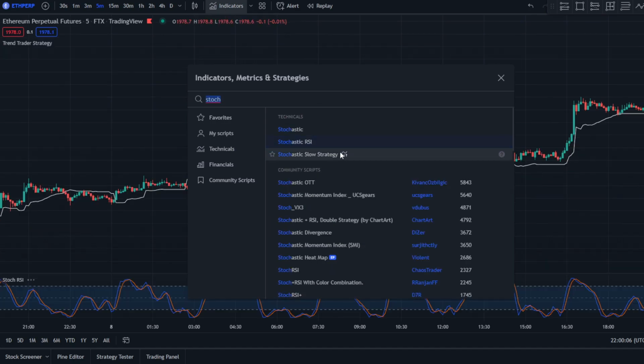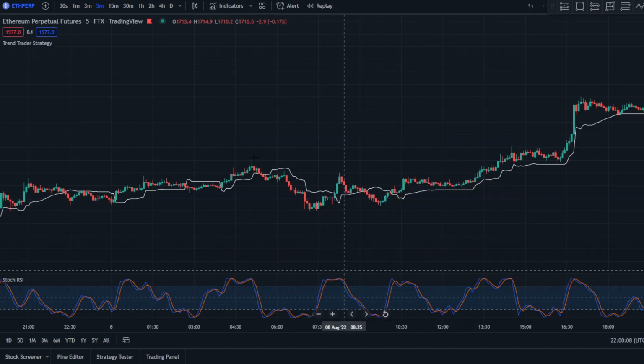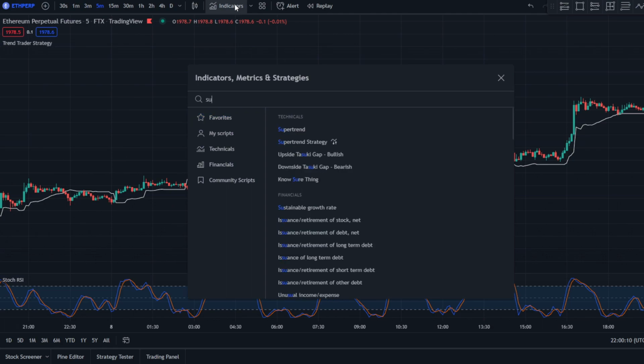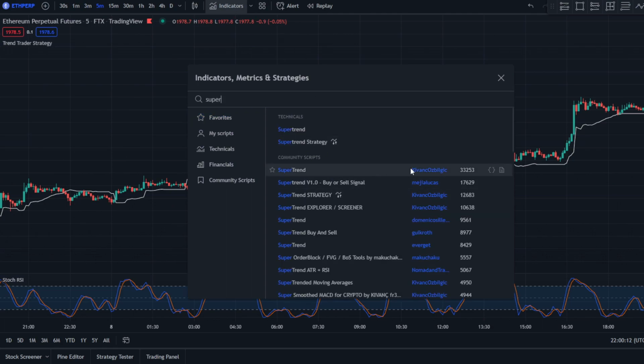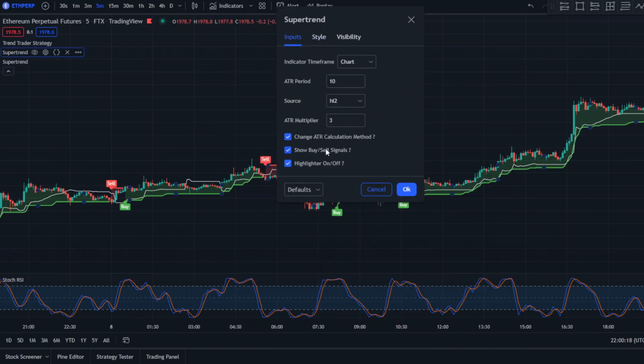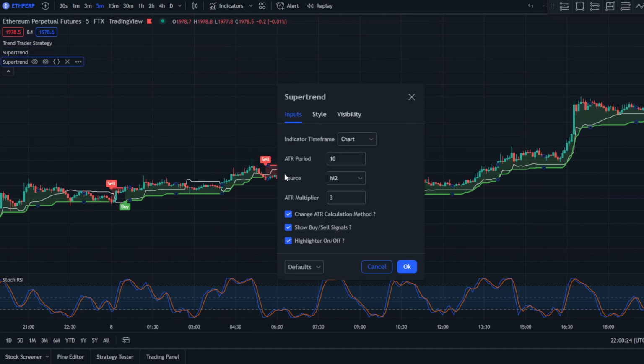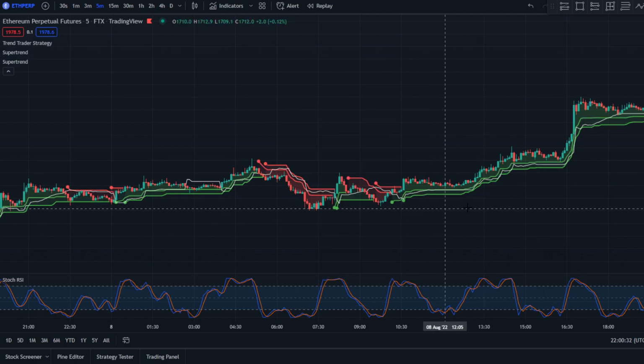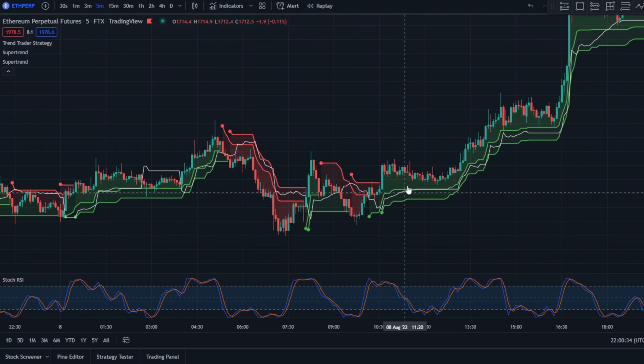You will not be needing to change anything. And your third thing will be your super trend, and for this you're going to be using the first one, and you're going to be using 2 of it. So the first one, you're going to leave everything as default, but just remove the buy signals and highlighter, or you can actually keep the highlighter but remove the buy signals. Same thing for the second one, but instead of ATR period being 10, you're going to make it 11 and ATR multiplier being 2. So as you can see, we have our indicator set up.